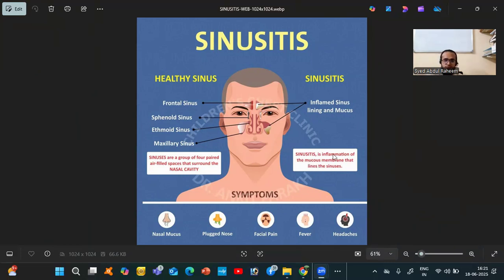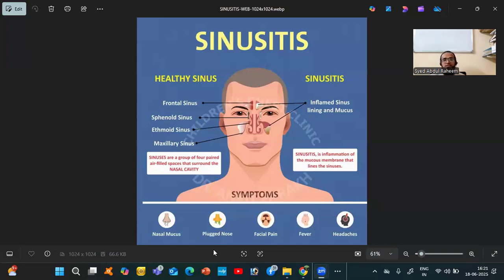Nasal mucus will come. The patient has a plugged nose, as if someone is pulling down. And facial pain, here in this area. The patient may have fever if there is high inflammation, and headache. So these are the symptoms of sinusitis.